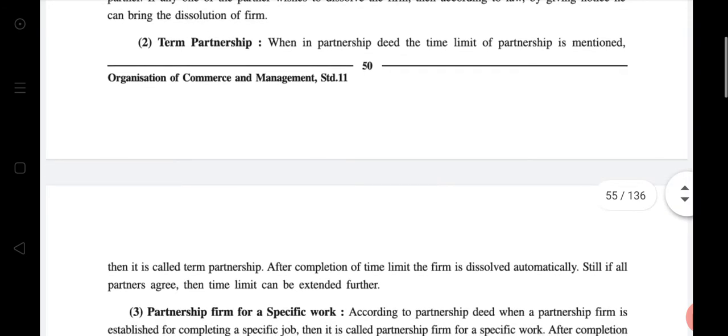Then the term partnership firm. When the time limit of the partnership is mentioned in the partnership deed, then it is called term partnership. After completion of the time limit, the firm is dissolved automatically. Still, if all the partners agree, then the time limit can be extended further. See students, underline: if all the partners agree, then the time limit can be extended further.